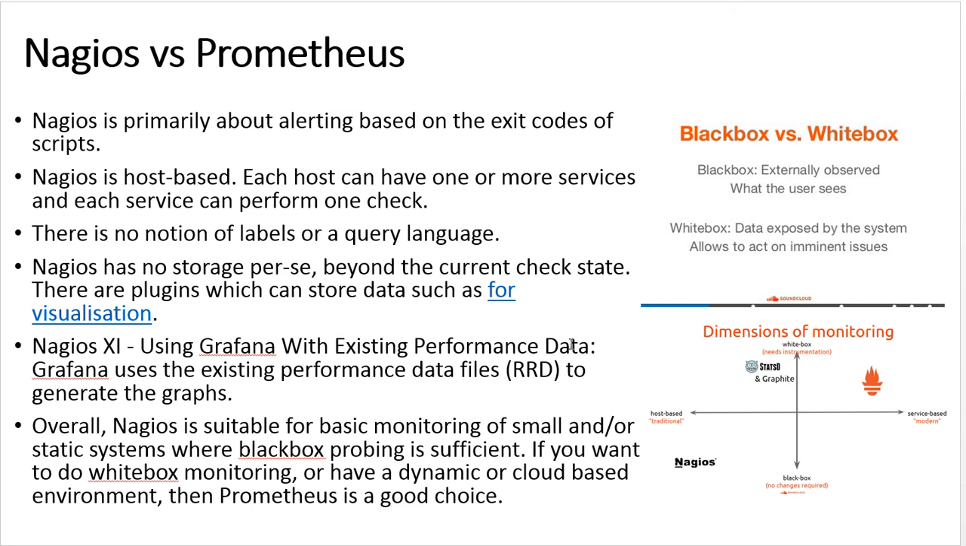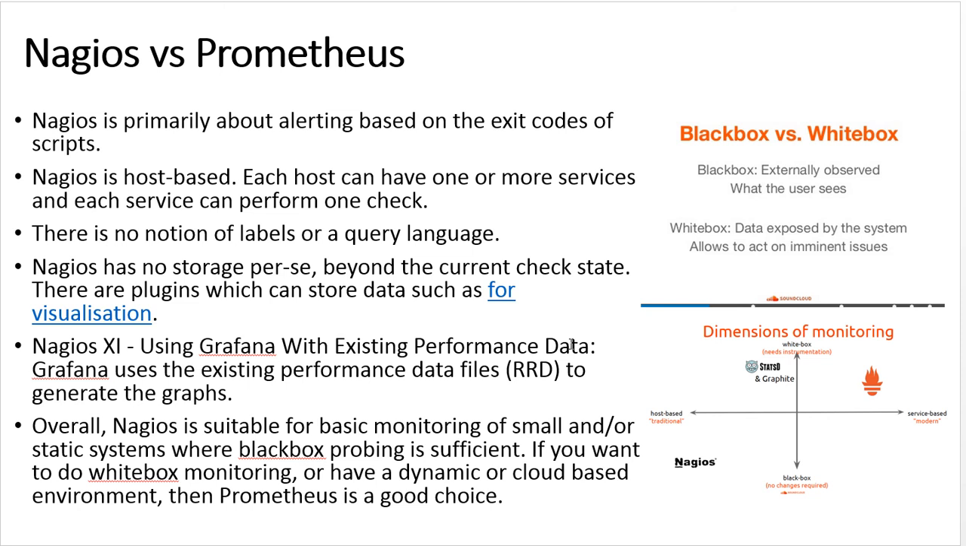Nagios can also be integrated with Grafana. Using the RRD file, you can show the dashboard in a better manner. And overall, Nagios is suitable for basic monitoring of small or static systems where black box probing is sufficient. Nagios does black box monitoring. In the other way, Prometheus does white box monitoring. In a dynamic, cloud-based environment, Prometheus is a good choice. If you think of a cloud environment, then Prometheus is definitely the better choice.